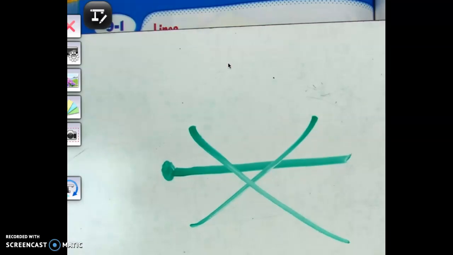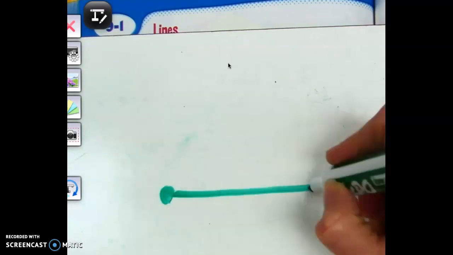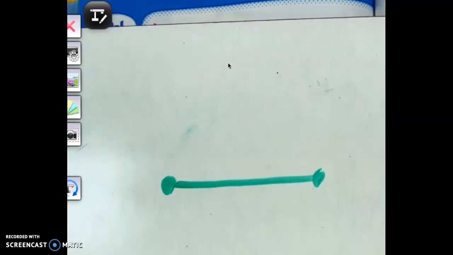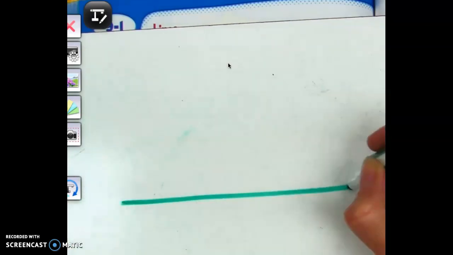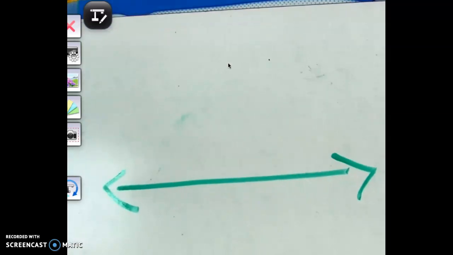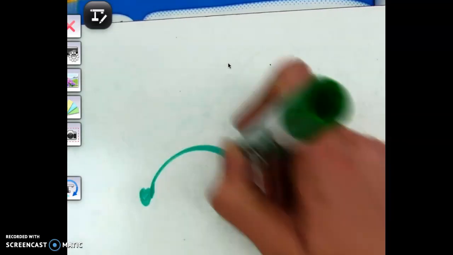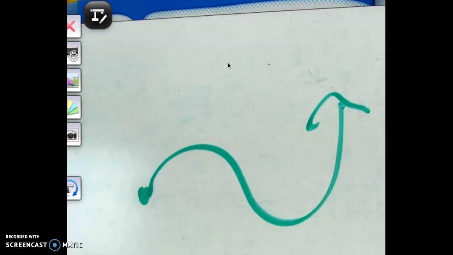Not right. Okay. What about this one? Part of a line between two endpoints. 1, 2. Yes, perfect. Okay, what about this? Line segment or a line? Hopefully you said a line. What about this? Hopefully you said none of the above.